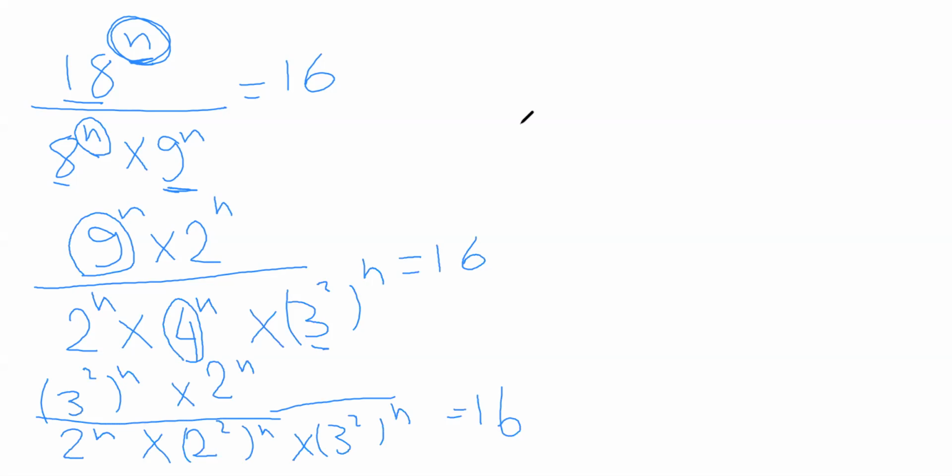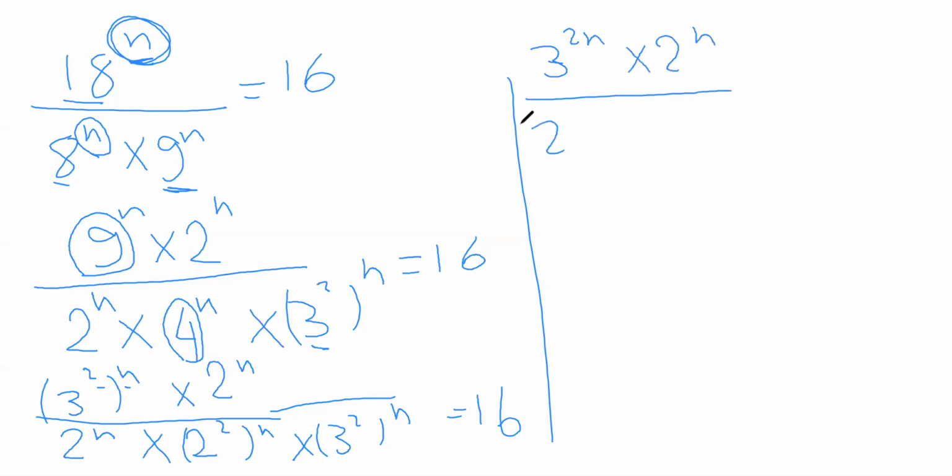Let's multiply. When I have a number raised to 2 powers, I will multiply the 2 powers. So it will be 3 power 2n, because 2 times n equals 2n, times 2 power n, divided by 2 power n times 2 power 2n, times 3 power 2n. All of this equals 16. If I have something up equal exactly another thing down, I can remove them. Do you have anything to be removed?